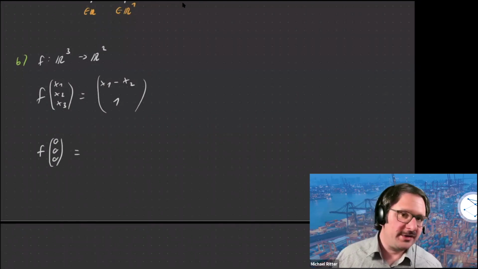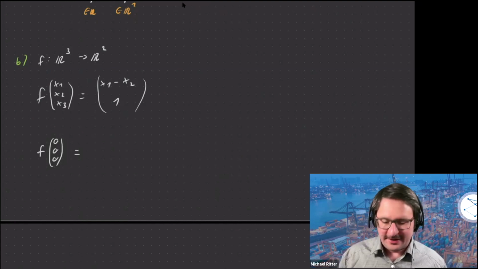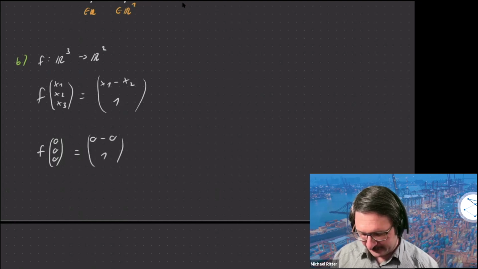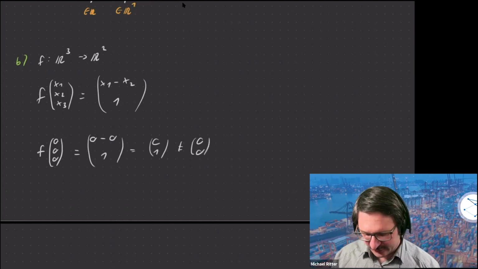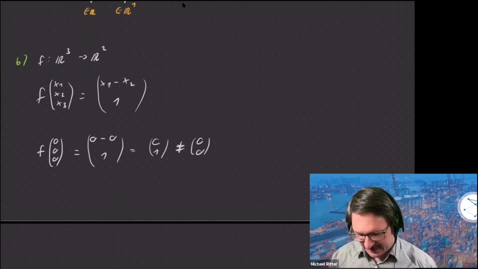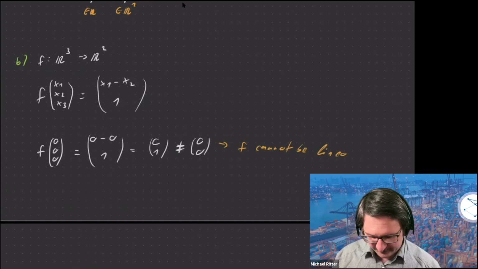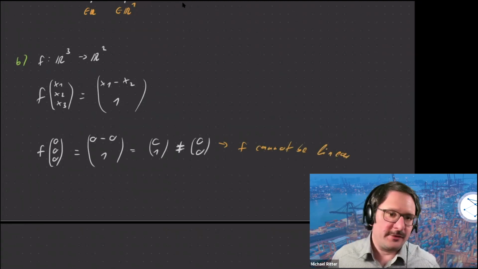The result has to be the zero vector. Otherwise, the mapping cannot be linear. We just established that before. In this case, what I would get is 0 minus 0, and 1. So this is obviously not the zero vector in the codomain in R2. And that means the mapping cannot be linear. And thus I'm done with that problem already.